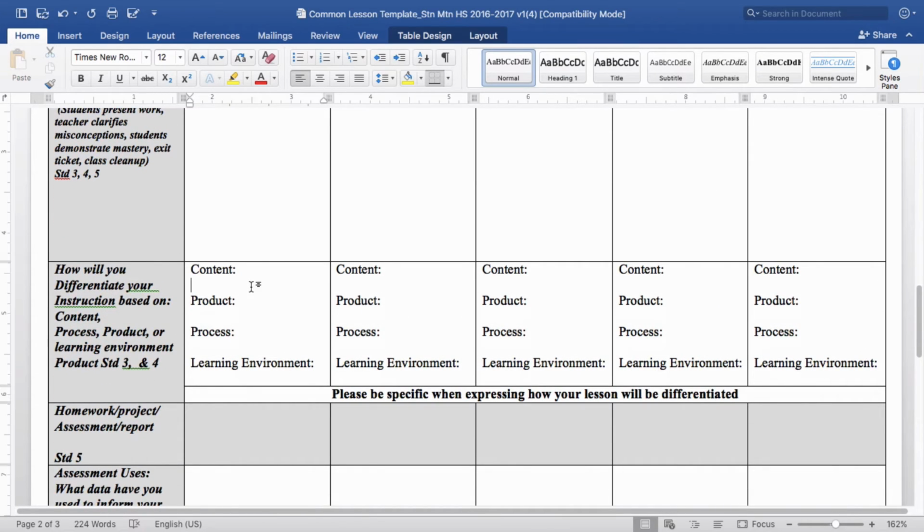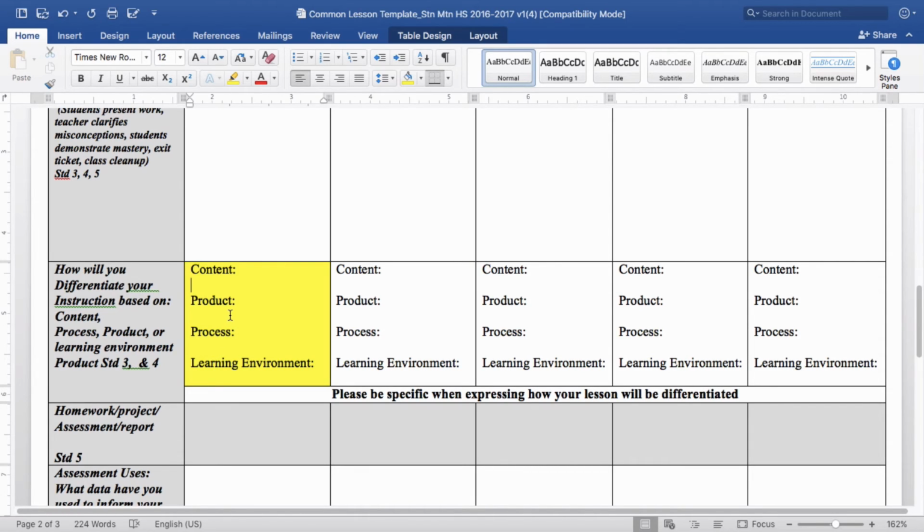Now, the last thing I'd like to bring clarity on is the differentiation section. There's a small misconception out there. You're not asked to determine how you're going to differentiate in each of these four areas every day. That's not what you've been asked to do. Let's look at Monday.